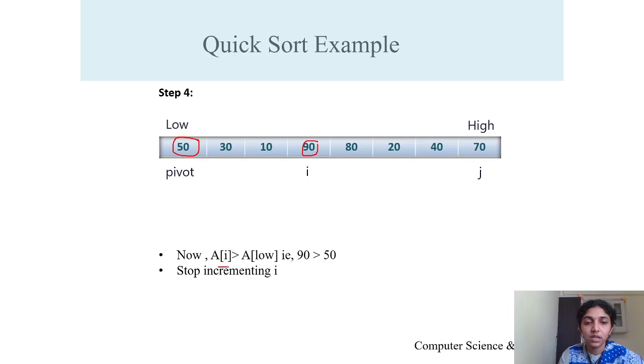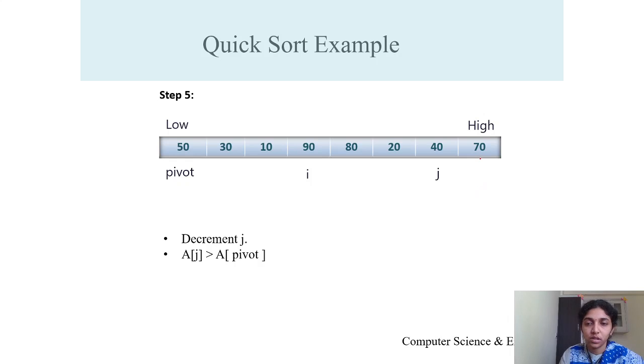That is, A[i] is greater than A[low], or A[pivot]. That is, 90 is greater than 50. Now what you have to do? You should not increment i. You have to stop incrementing i. So I will stop here and start with j.